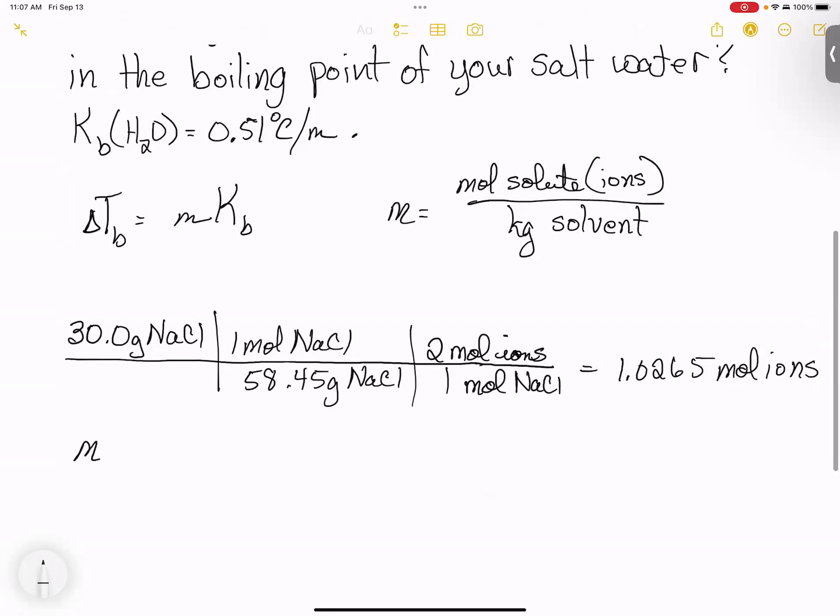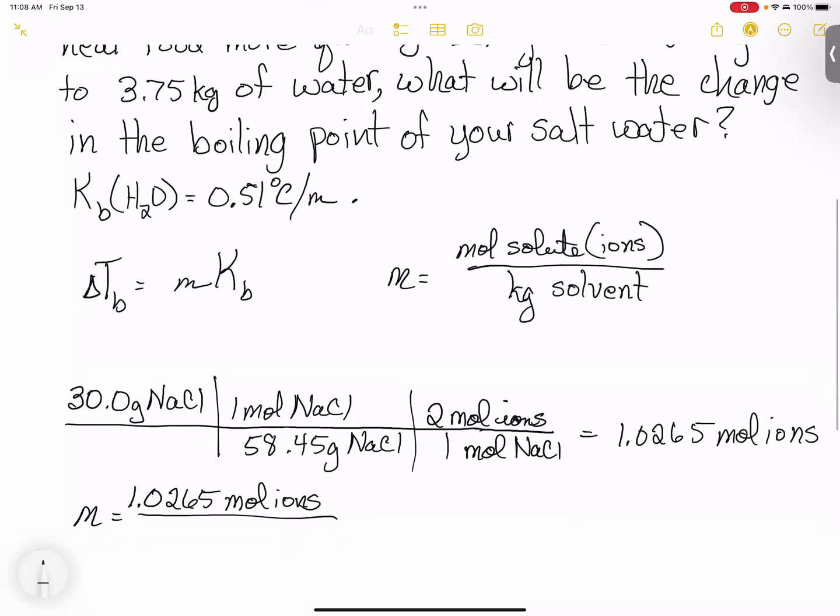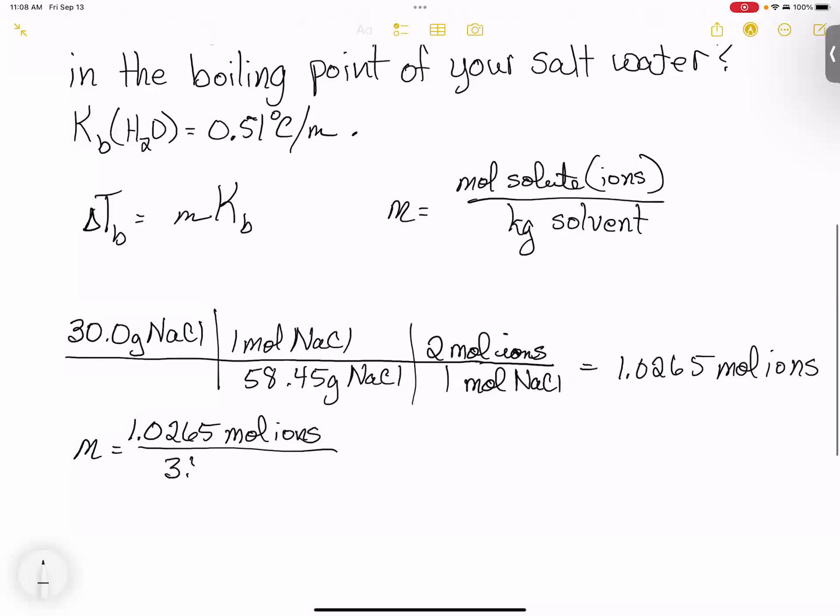The molality, therefore, is going to be 1.0265 moles of ions divided by our kilograms of solvent, which was 3.75 kilograms. So that comes out to be a 0.274 molal solution.